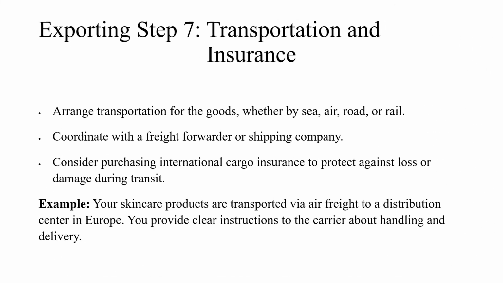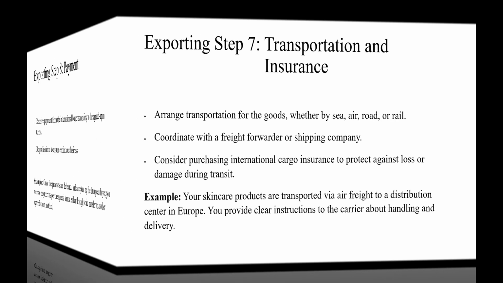Exporting Step 7, transportation and insurance. Arrange transportation for the goods, whether by sea, air, road, or rail. Coordinate with a freight forwarder or shipping company. Consider purchasing international cargo insurance to protect against loss or damage during transit. Example, your skincare products are transported via air freight to a distribution center in Europe. You provide clear instructions to the carrier about handling and delivery.